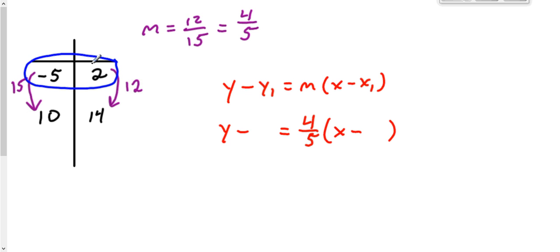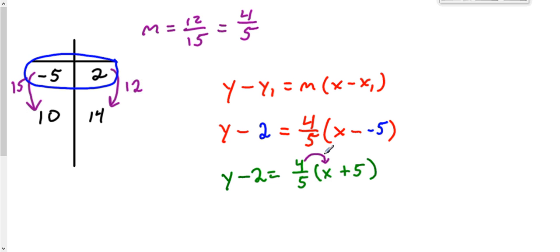So x is at negative 5, so I'm going to put negative 5. Y is at 2, I'm going to put 2. Now I know a lot of you are already like, well, these two negatives, they can make a positive. You're exactly correct. I'm taking it one step at a time so I don't have unnecessary errors. There is our point-slope form of our linear equation.